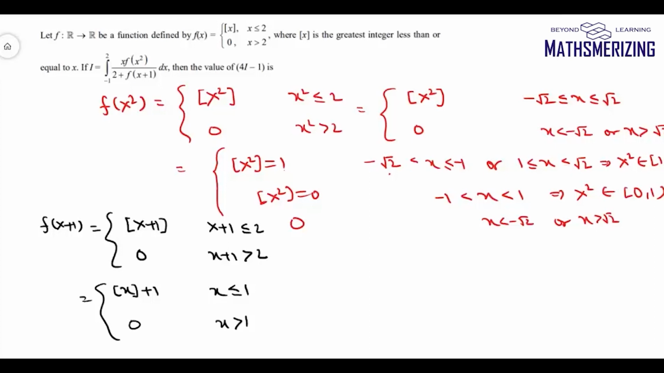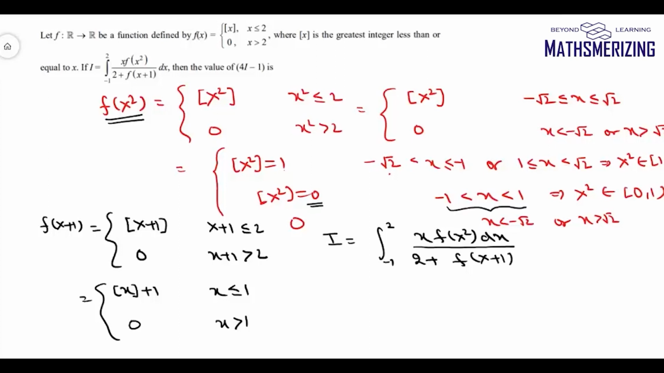Now we'll come to this integral part. The integral is given as the integral from minus 1 to 2 of x f(x²) dx upon 2 plus f(x+1). Now I know that this f(x²) is 0 when x lies between minus 1 and plus 1, it is 1 when x lies between 1 and root 2, and again when x is greater than root 2, this again will be 0.